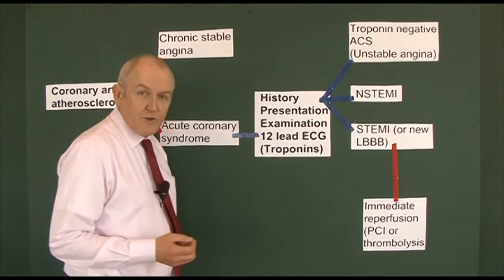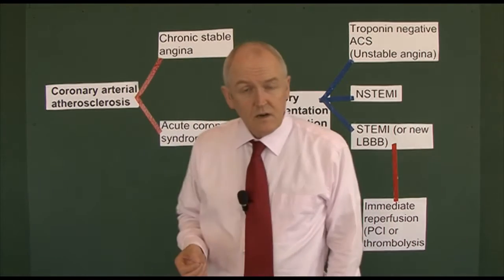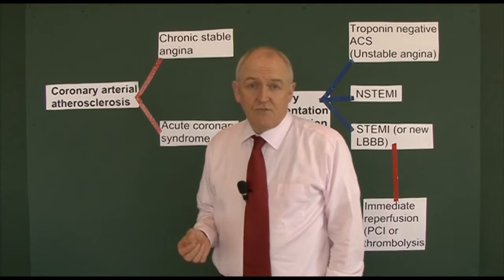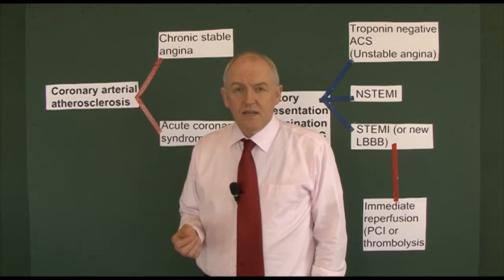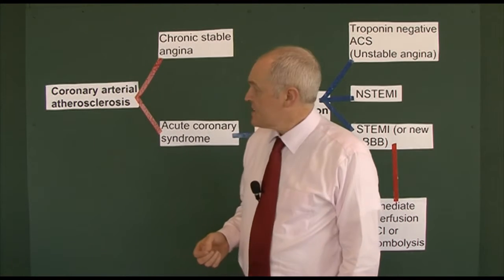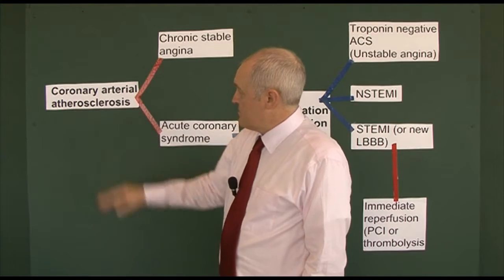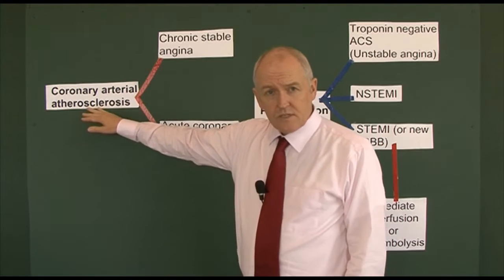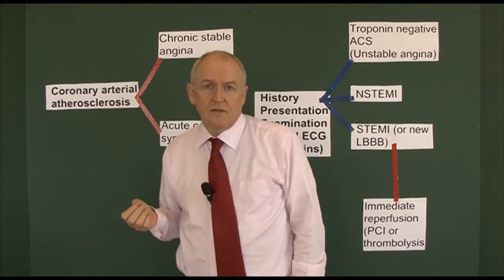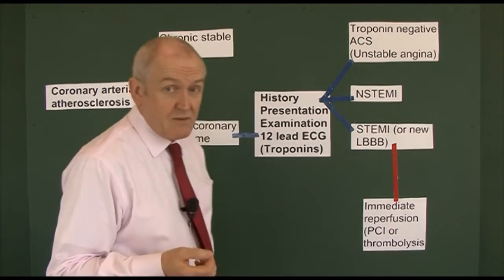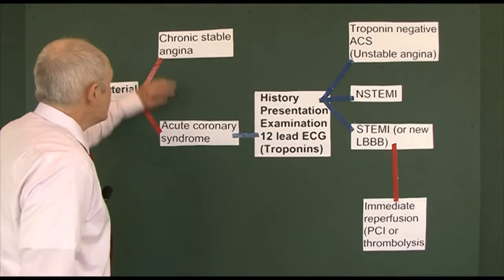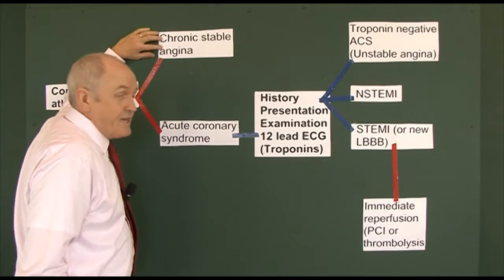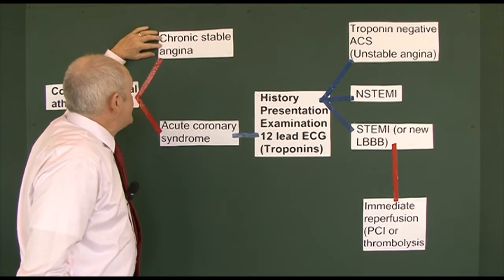So let's think about the possible consequences of coronary arterial atherosclerosis if there's atheroma in the coronary arteries. So here we have coronary arterial atherosclerosis. That's the pathology. What clinical features can be generated? Well, if the plaque is stable, that can give rise to chronic stable angina.